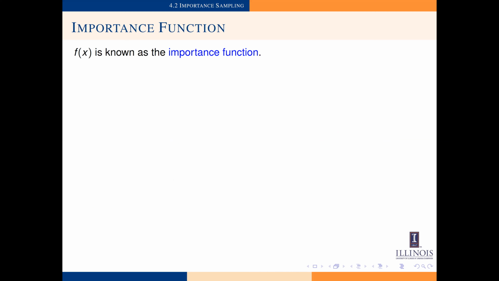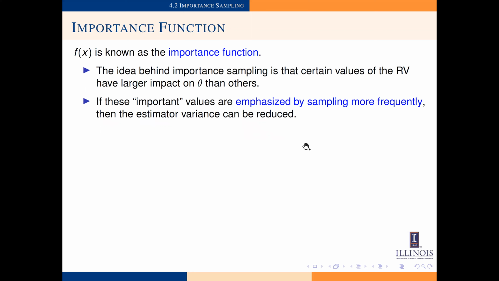So the f of x function, which is the distribution we want to sample from, is called the importance function, or the importance sampling function. The idea behind importance sampling, which is obtaining the thetas using this method, is that certain values of the random variable have larger impact on theta compared to other values. So if these important values are emphasized by sampling more frequently, then the estimator variance can be reduced.